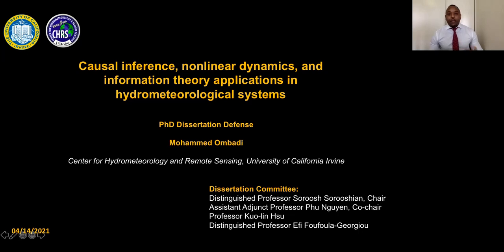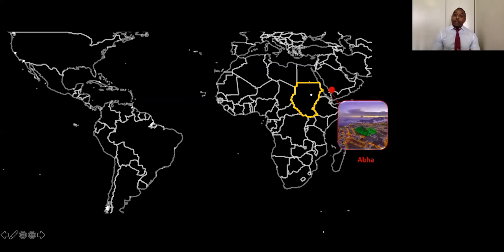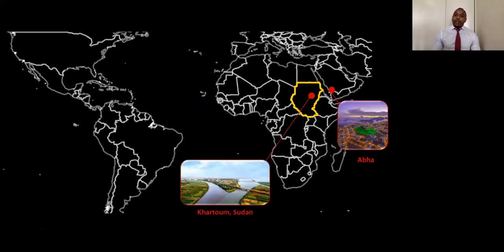So I will just start here with a quick self-introduction before we get into the presentation. And as many of you know, I am Sudanese, so I come from Sudan in Northeast Africa. But actually, I was born in a city named Abha in the south of Saudi Arabia. And then at the age of 12 years, I moved to the capital of Sudan, Khartoum. And that's where I had my undergrad degree at University of Khartoum.